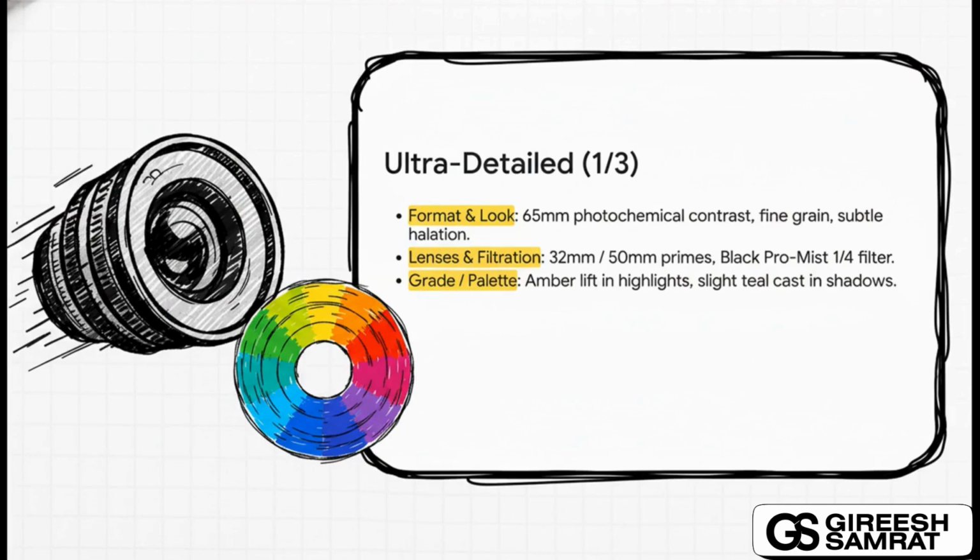Look at the format and look. We're not just saying film look, we're saying we want to emulate 65mm photochemical contrast. That's that rich, deep look from classic epic movies. We're asking for subtle halation, which is that beautiful soft glow you get around bright lights. Then we get into lenses, specific filters like a black pro mist to soften the image, and even the exact color palette. Clean morning sunlight with an amber lift. This is how you dial in a very, very specific aesthetic.